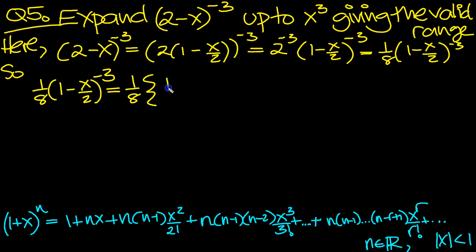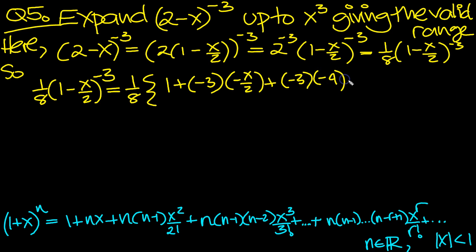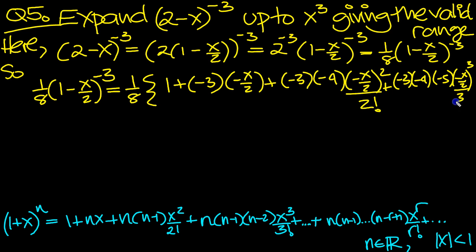So it's 1 plus nx, 1 plus n, minus 3 times the input x, minus x over 2, plus n minus 1, the input x squared over 2 factorial, and we need to go up to the x cubed, so we need one more, so I'm going to try and squeeze it in here. n minus 1, n minus 2, input x cubed over 3 factorial plus dot dot dot, and that's the series in question.